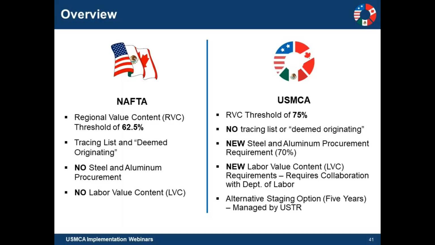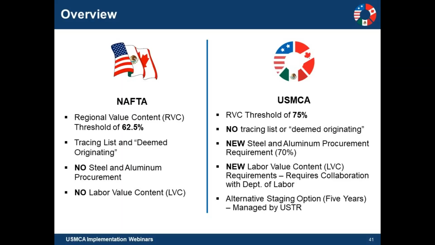Under the new U.S.-Mexico-Canada Agreement, there is significant change for automotive goods. First, regional value content has been increased to a threshold of 75%. The tracing list and the deemed originating concept have been removed in the new USMCA.